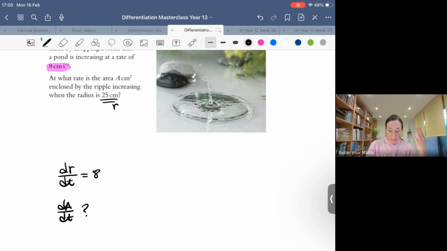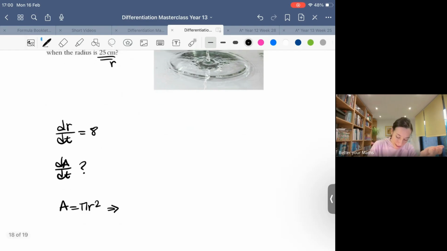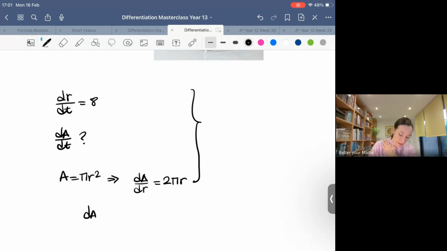I need another one that connects A, R, or T. What is the other one? The area of the circle. I know the area of the circle, like in the previous question, so they are not telling me everything, as if I was a baby. But then I know dA by dr is again 2 pi r. How do I connect them? Like I connected them before, it's the same equation, right? So dA by dt is I differentiate the A with respect to R, and then I multiply by dr by dt.